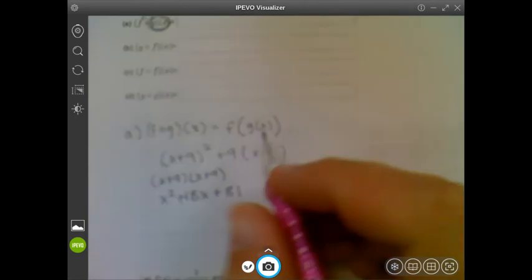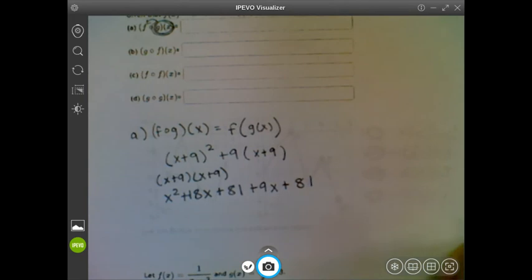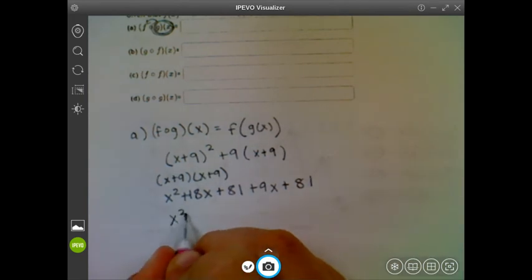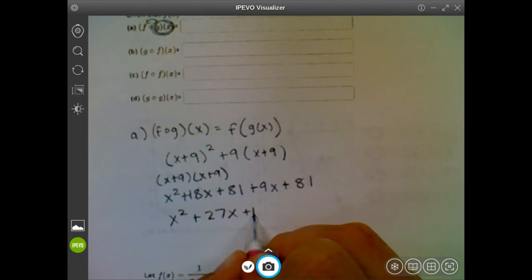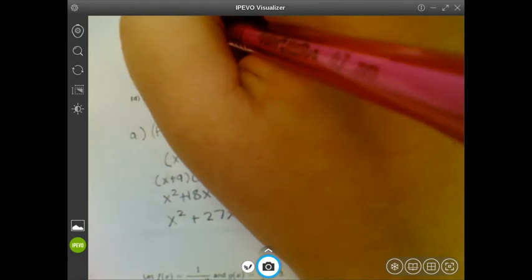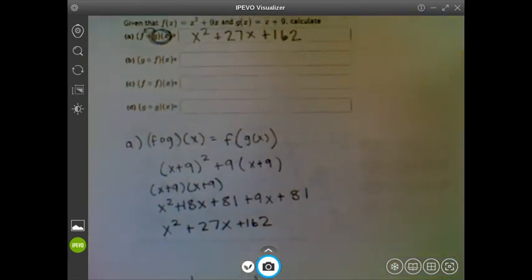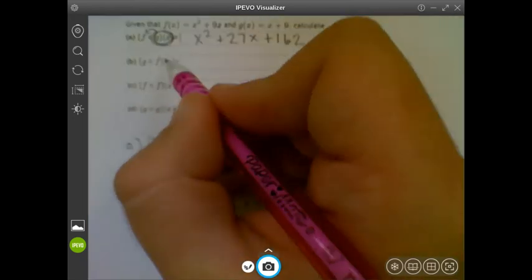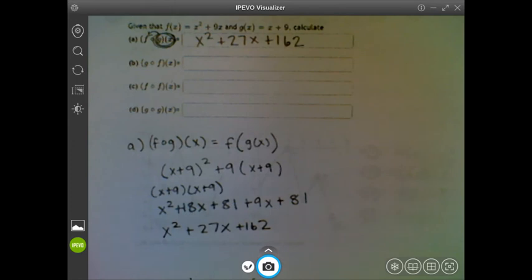And then here on this distribute, we'd have another plus 9x and another plus 81. So combining all your like terms, x squared plus 27x plus 162. So f of g of x is going to be equal to x squared plus 27x plus 162. So unfortunately, when we don't have the values that we're plugging in and we're just working with variables, we're going to have to do some more algebra here to help us simplify.